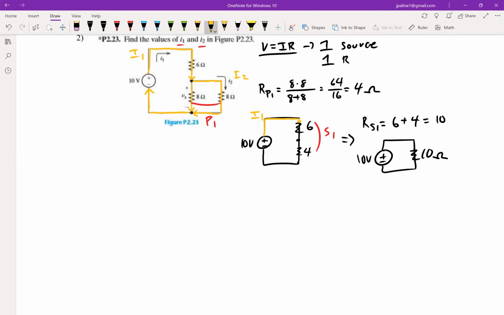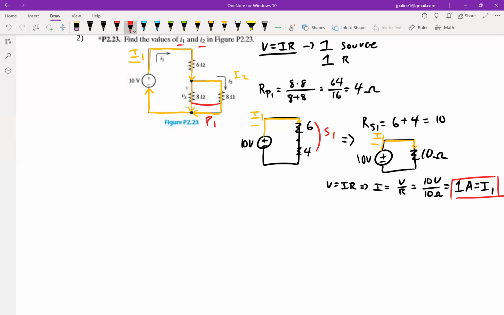And then we still have I1 now. It's still leaving. Notice how that I1 hasn't changed. It's still the same wire consistently exiting that battery. So we can say if V is equal to IR, then we can say I is equal to V over R, which in this case is 10 volts over 10 ohms, which will give us 1 amp. Right? And that's our value for I1.